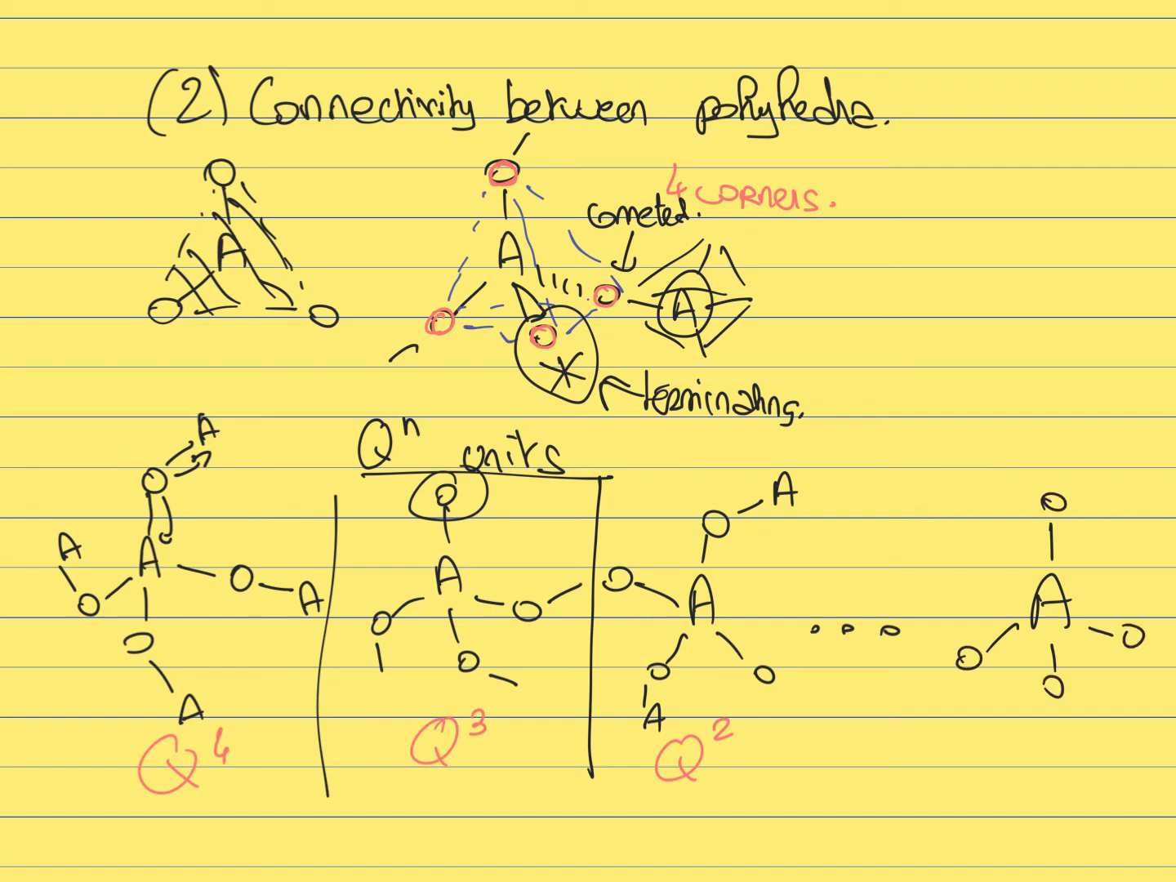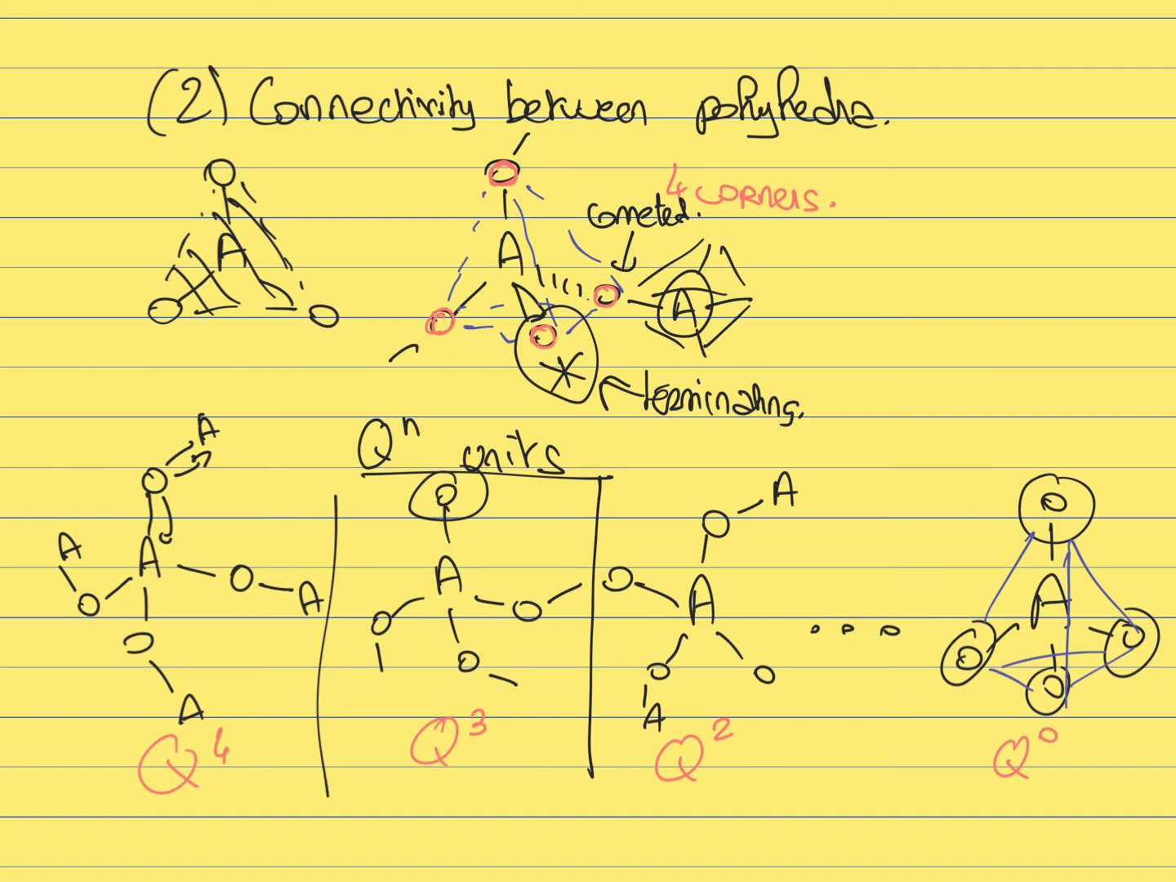That means that you would have a cation that would be connected to 4 oxygen, and those 4 oxygen would be isolated. They would be terminating. Those oxygen would not be connected to any other cation. In that case, it means that this polyhedra would be just forming an isolated polyhedra that is not connected to anything else, not connected to any other polyhedra. So that would be a Q0 structure.